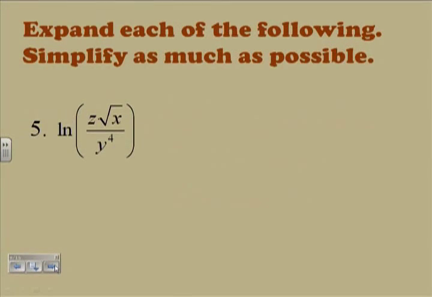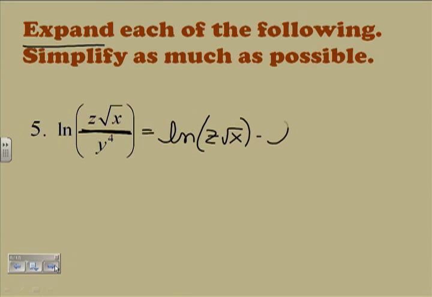Well, this is a lovely mess. I'm supposed to expand it, and I see that the overriding operation in there is the big fraction bar. And then I have stuff on the top and stuff on the bottom. So I start by dealing with that, and I say it's going to be natural log of numerator minus natural log of denominator.